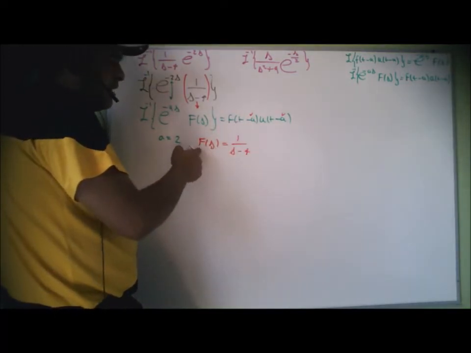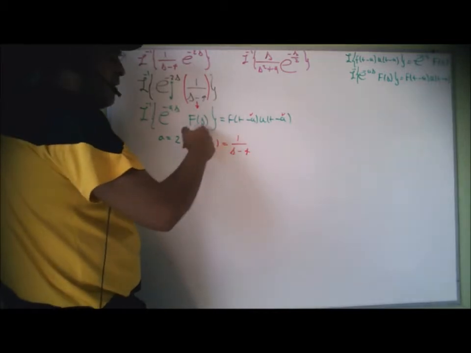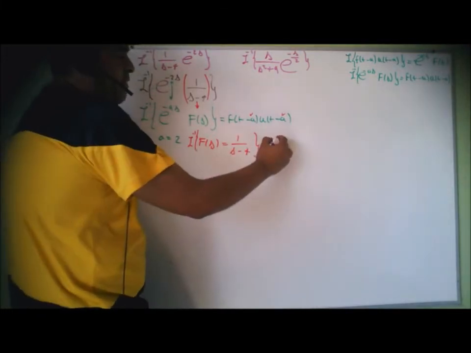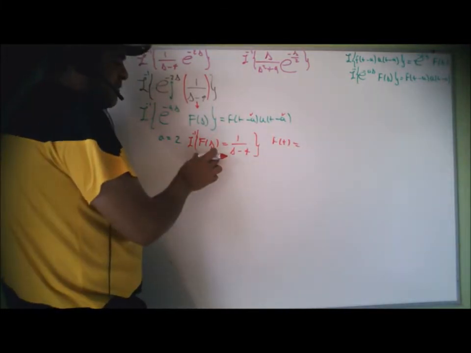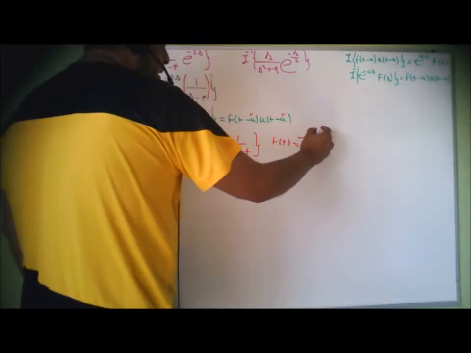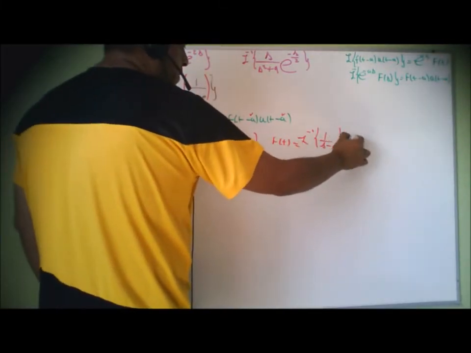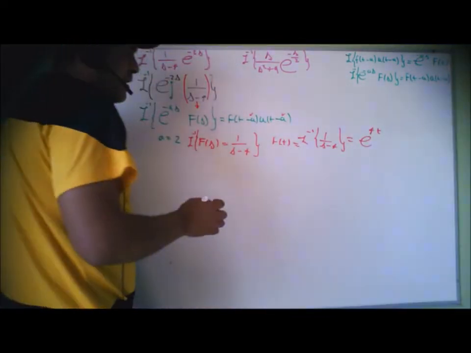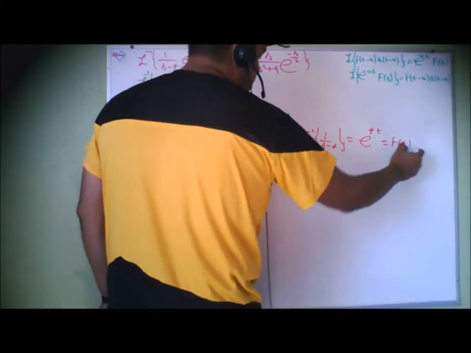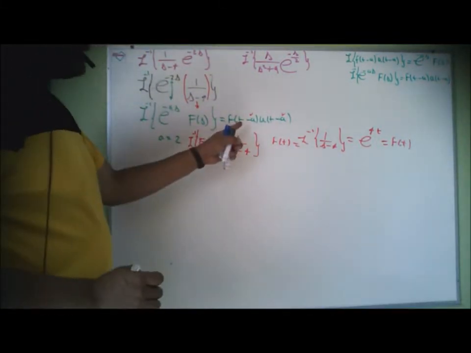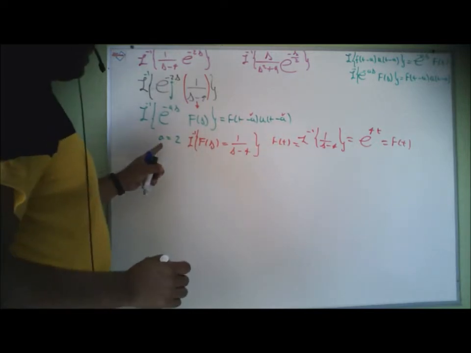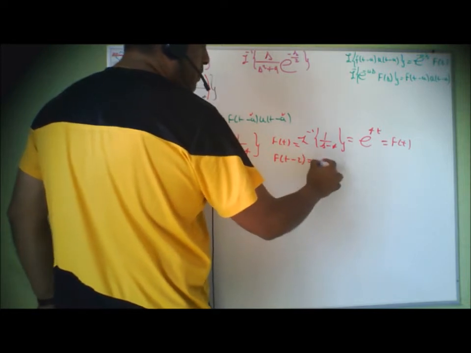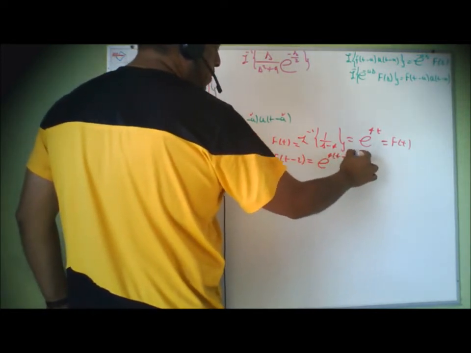Now, what you have here is capital F of s. If you apply the Laplace inverse of this, what you get is f of t, meaning the Laplace inverse of 1 over s minus 4. Now this is very easy. It is exponential of 4t, right? But this is f of t. For the formula, what you really need is f of t minus a. In this case, a is equal to 2. So f of t minus 2 is equal to the exponential of 4 times t minus 2.